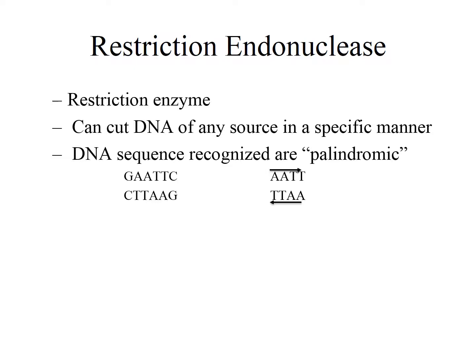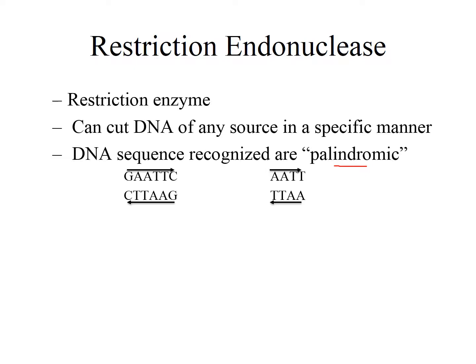So this is a long sequence, and look at this other sequence, AATT, and the other template has got TTAA. Now, the interesting thing about this sequence is when you read this sequence in one direction and look at the other sequence, it reads the same in the opposite direction. Such a sequence is called palindromic sequence. 5' to 3' and 3' to 5' sequence is the same. So restriction endonuclease of various sources recognizes various types of palindromic sequence.